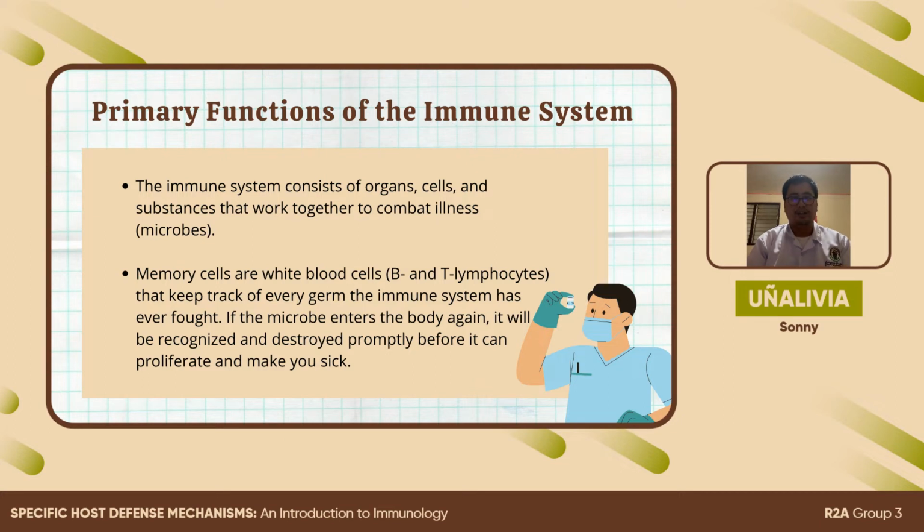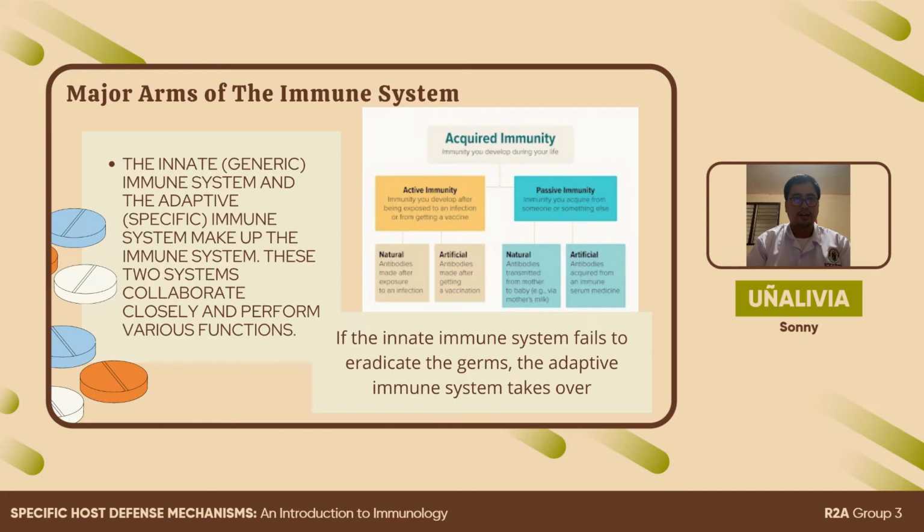Now, these are the immune system components that actively combat infection. Memory cells are white blood cells, also called B and T lymphocytes, that keep track of every germ the immune system has ever fought. If the microbe enters the body again, it will be recognized and destroyed promptly before it can proliferate and make you sick. Next are the major arms of the immune system.